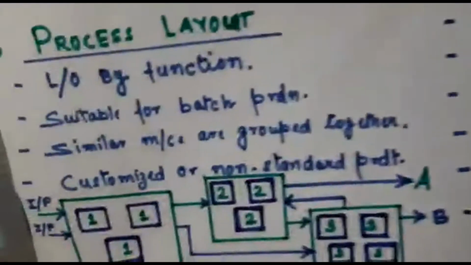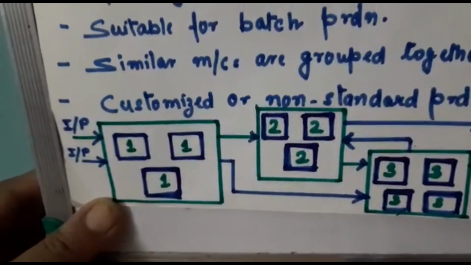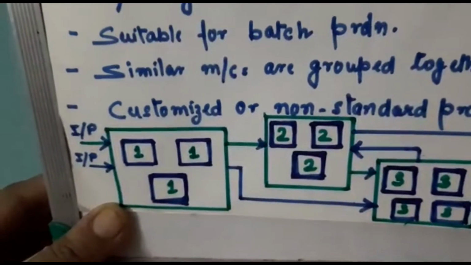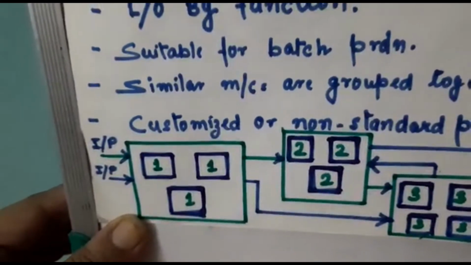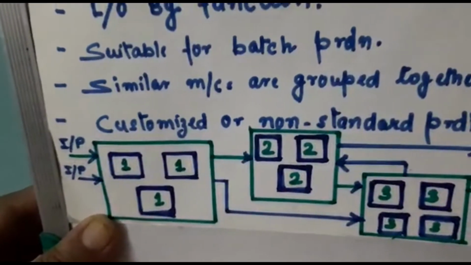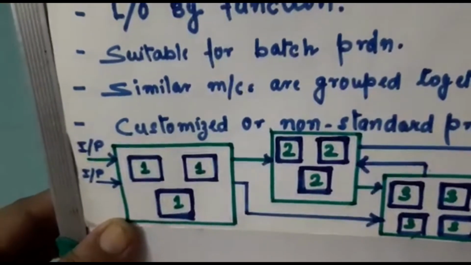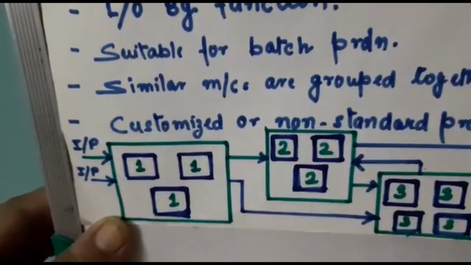So this is what a process layout looks like. All the machines are grouped together and it is the worker who decides through which routing the product has to pass so that different products are produced. So it involves high skilled workers.